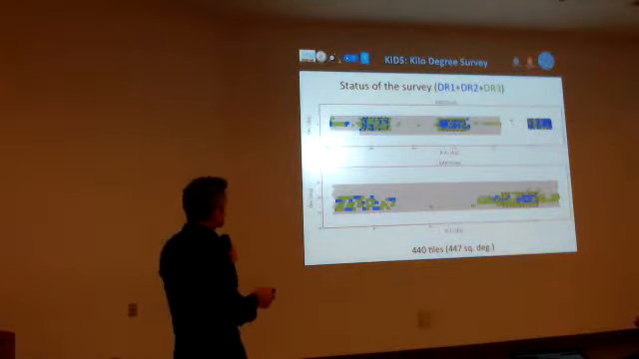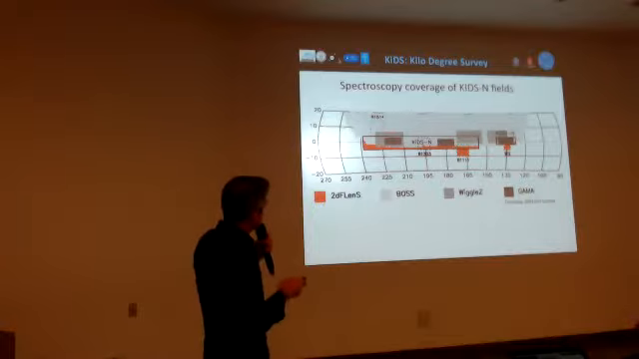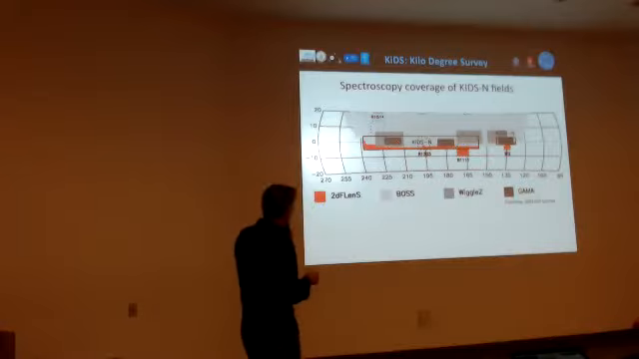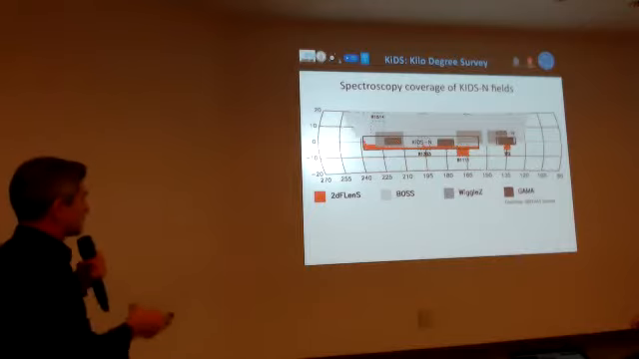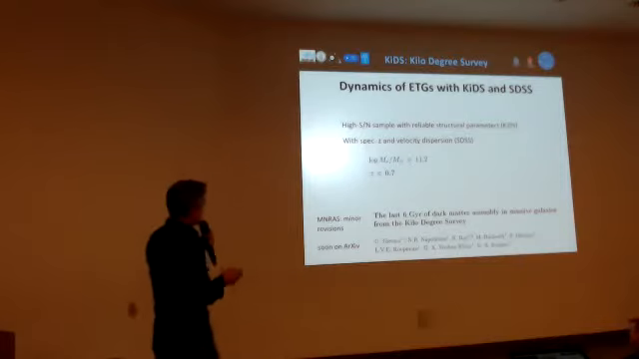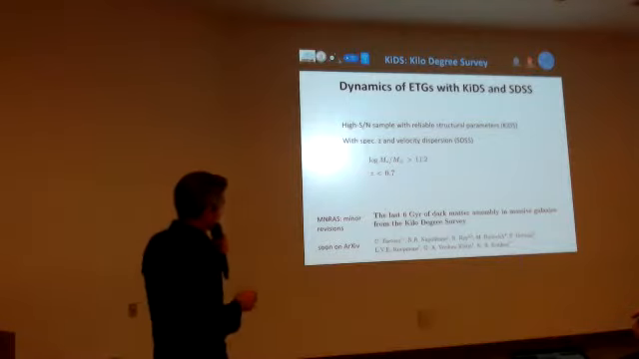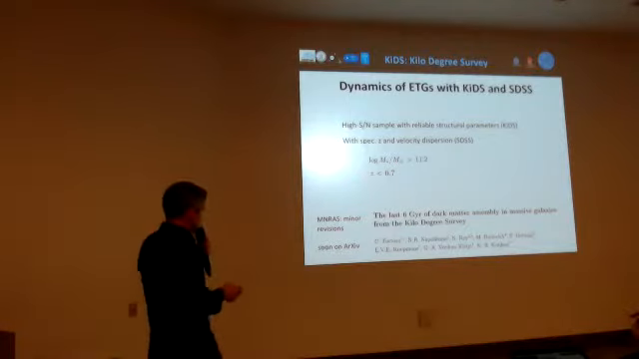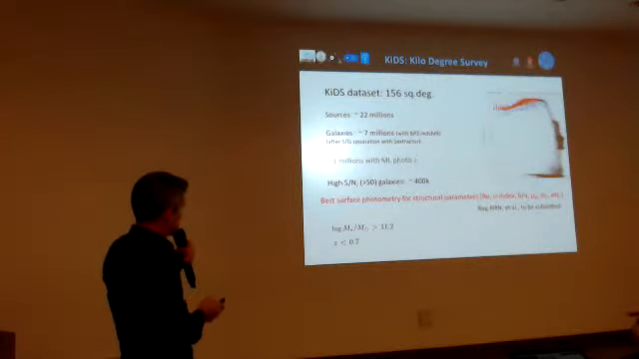I don't want to go into the many details. Most importantly, this is the coverage: the KiDS North patch and the spectroscopic coverage of the area. So we have data of resolution good enough to measure central kinematics of our galaxies and then measure the dark matter fraction. We have collected galaxies in this mass range and this redshift range, so we can measure the dark matter fraction in this parameter space.